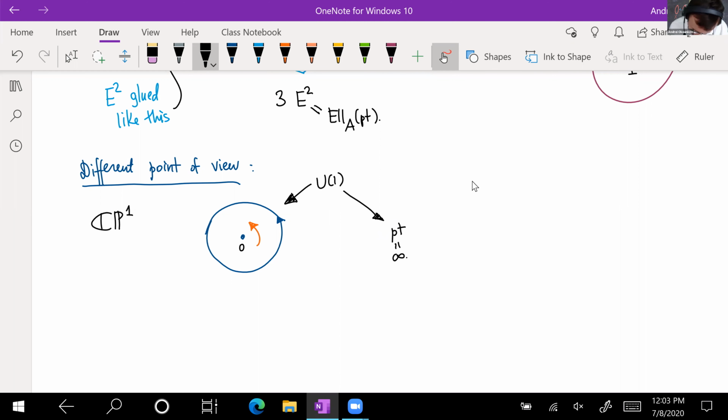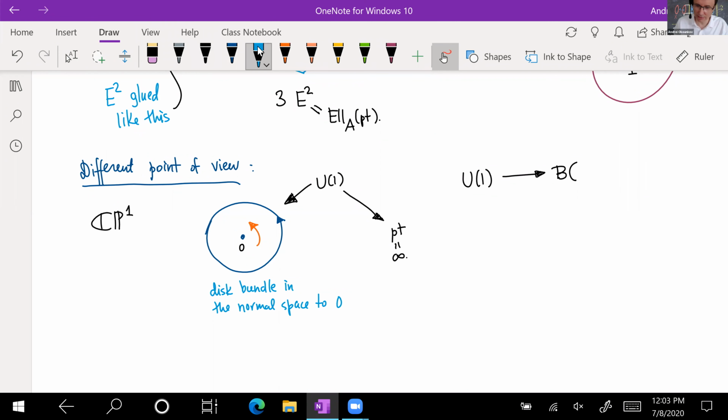Another way, we could have considered the diagram. So what is this? This is like the disk bundle in the normal space to zero. And so we take this free orbit U1 and we glue it to again this disk bundle of the defining representation.